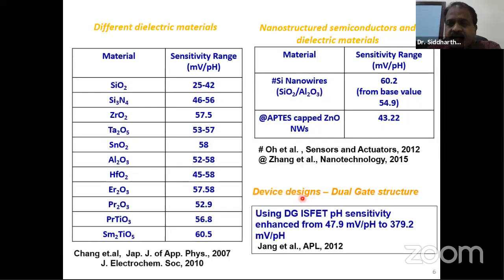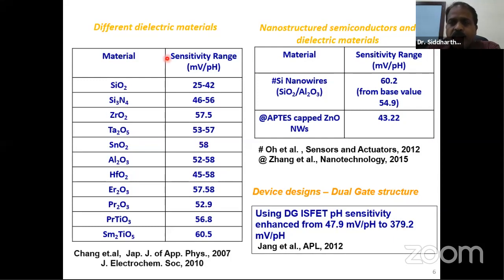And coming to device design, there was a paper in 2012 which started this work on the utilization of dual gate structures in these ISFETs. And by utilizing a second gate, the sensitivity was enhanced from about 48 millivolt per pH all the way to about 380 millivolt per pH.